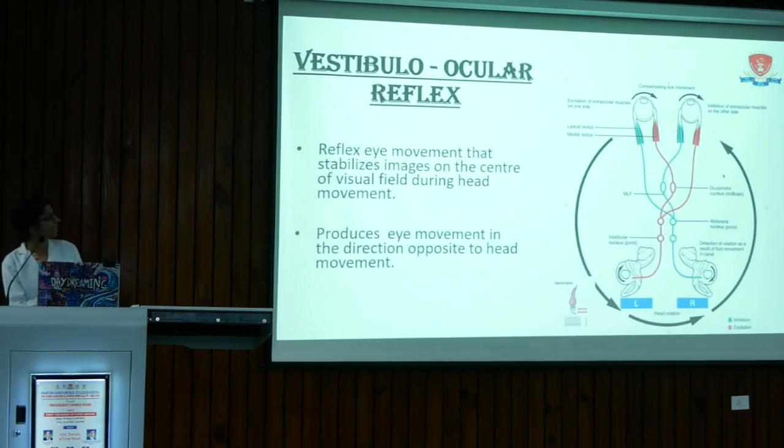For example, in this case, when the head is rotated to the right side, the hair cells in the left lateral canal are depolarized, and the hair cells present in the right lateral canal are hyperpolarized. The stimulation from the left lateral canal through the medial longitudinal fasciculus is taken to the oculomotor nuclei, stimulating the lateral rectus of the contralateral side and the medial rectus of the ipsilateral side, and making the eyeball move towards the left.